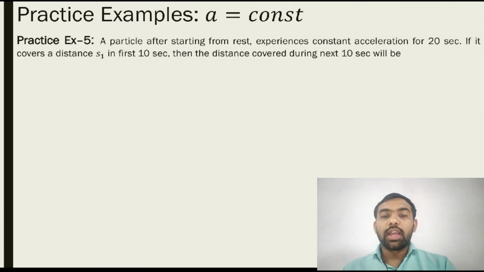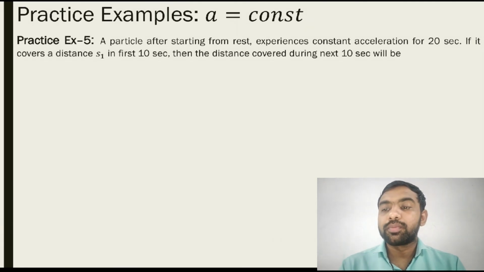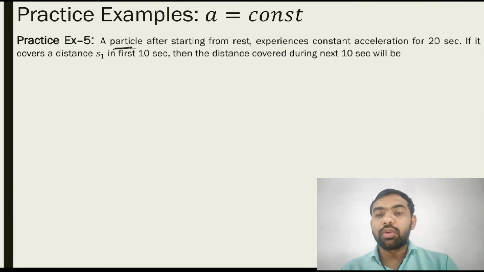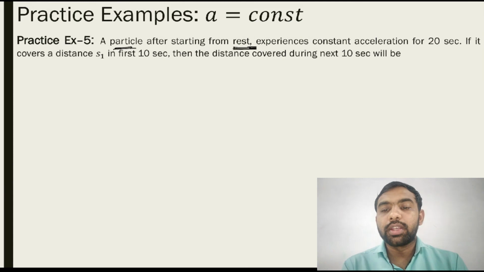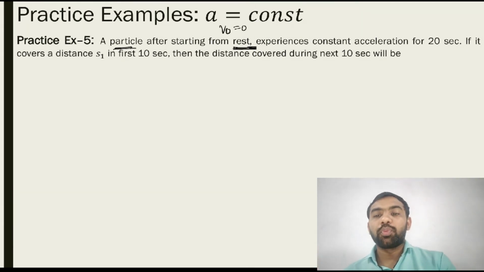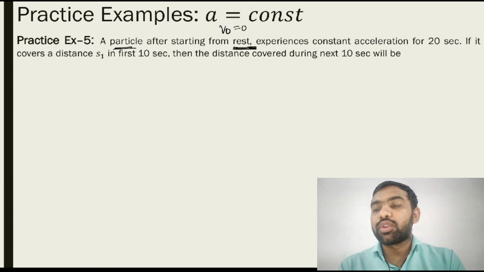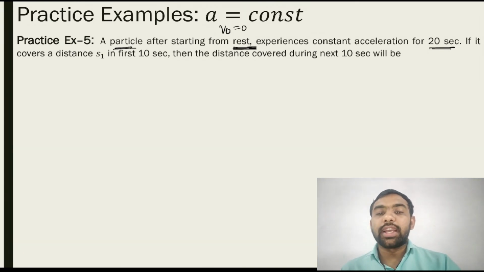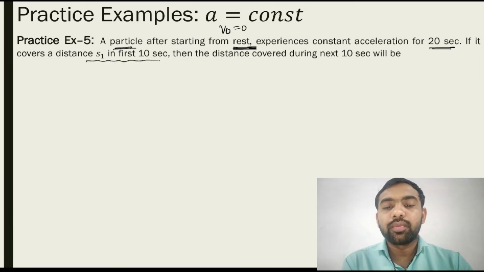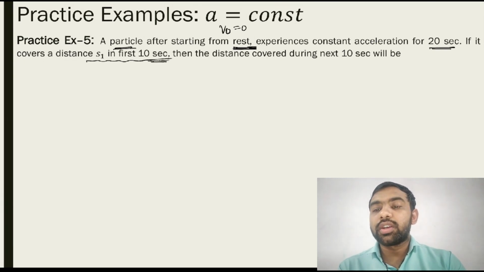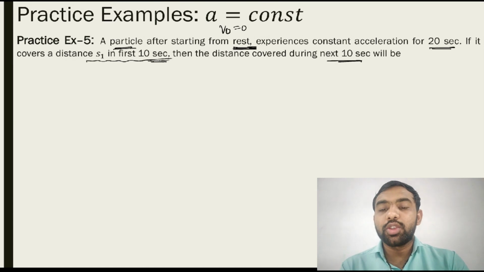Now next example, example number 5. A particle after starting a motion from rest, from rest means what? Initial velocity is 0, experiences a constant acceleration for 20 seconds. If it covers a distance S1 in the first 10 seconds, then the distance covered during the next 10 seconds will be, means the situation is like this.